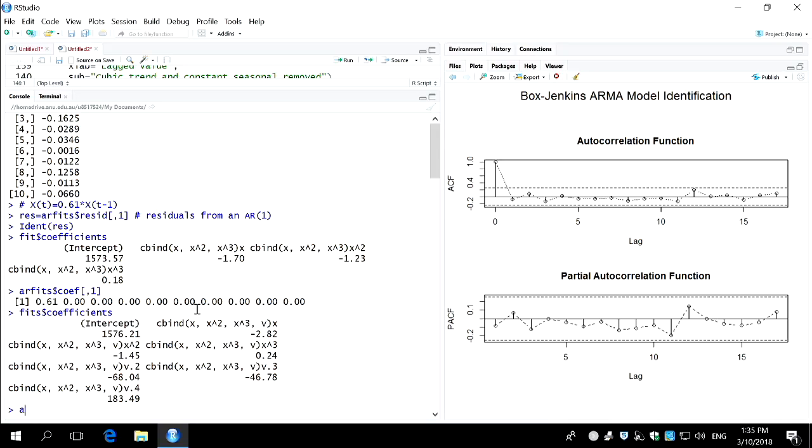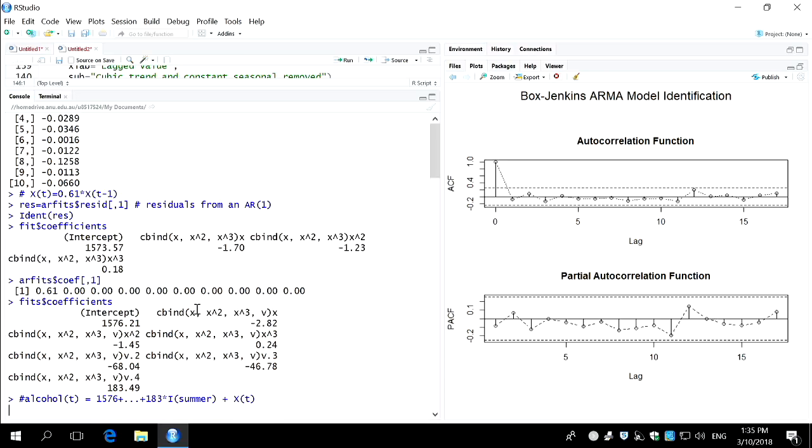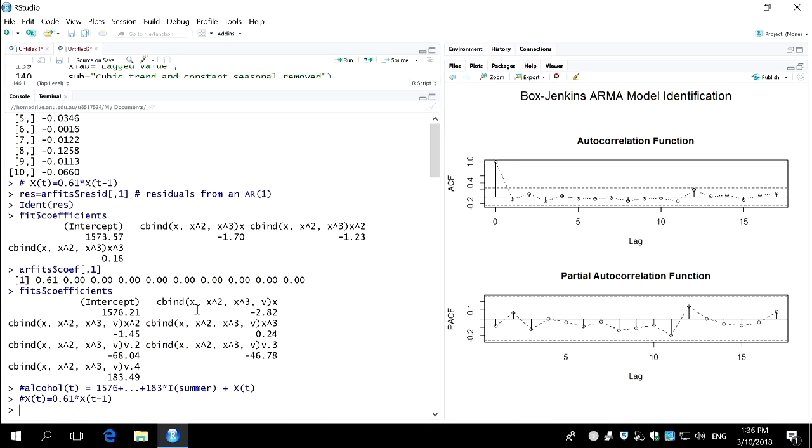Okay? So alcohol, because I have to write something, don't I? Alcohol t equals, so I'm just going to go 1576 plus, plus 183 times an indicator that you're in summer, right? So that was what the model looked like. Then we go plus xt, okay? That's your first line. Your second line is xt equals 0.61 times xt minus 1. All right?